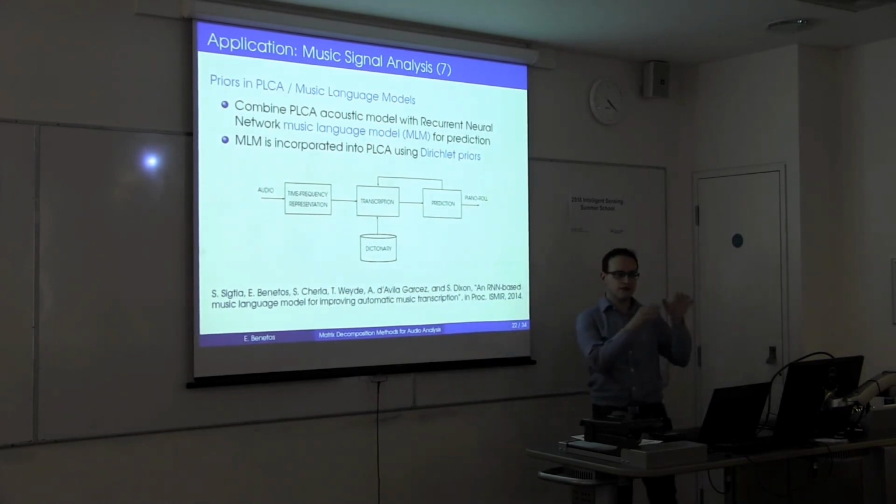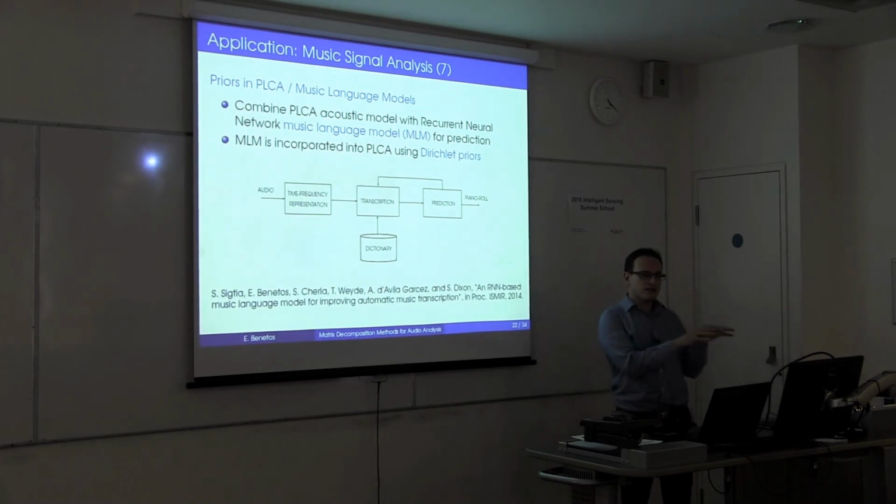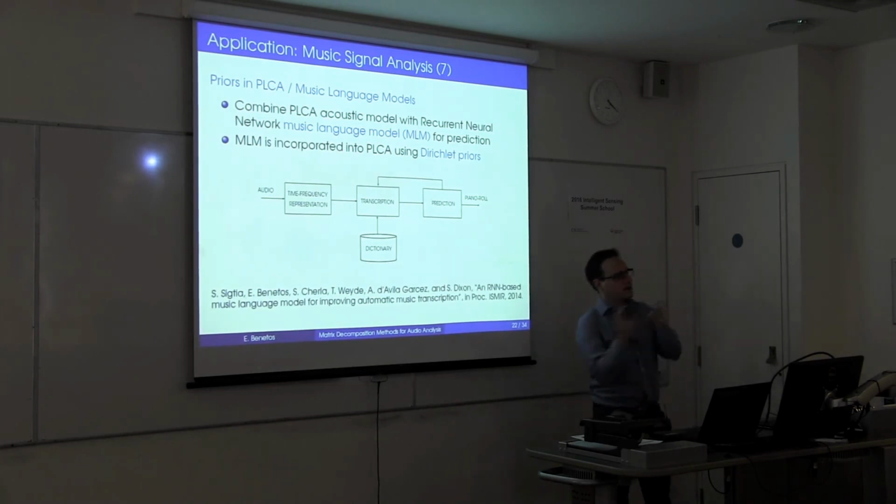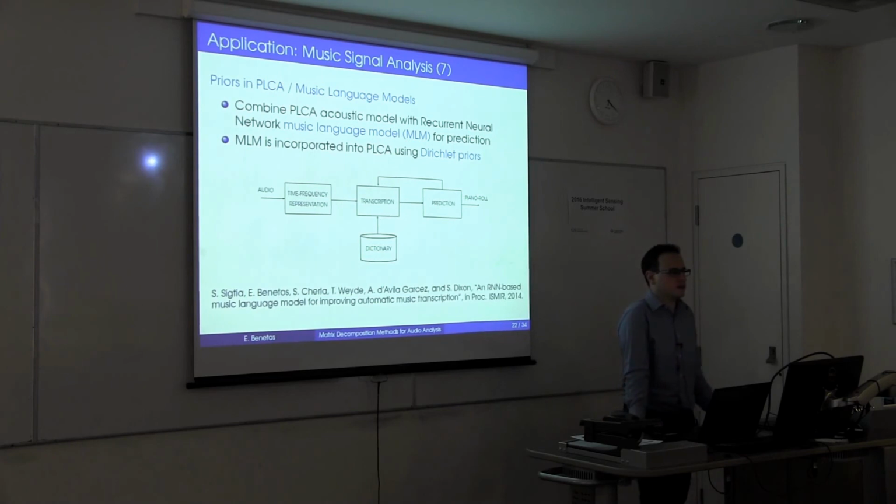So if we have some sort of note pattern at one time frame, what's going to be the probability that we have the next note pattern in the next time frame? So to do some sort of music prediction. And it was shown that this deep network-based system that was using recurrent neural networks can significantly improve transcription performance.